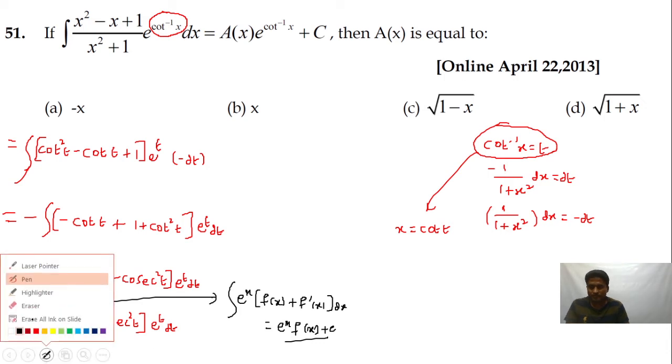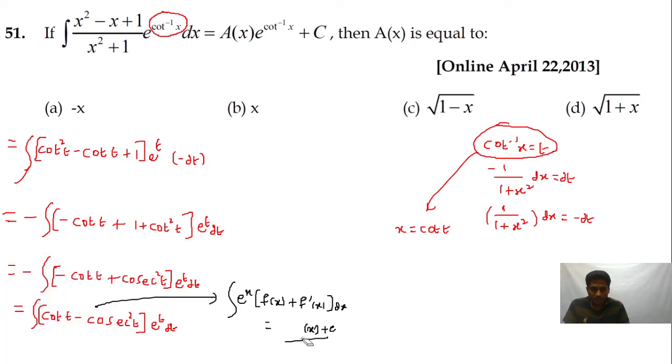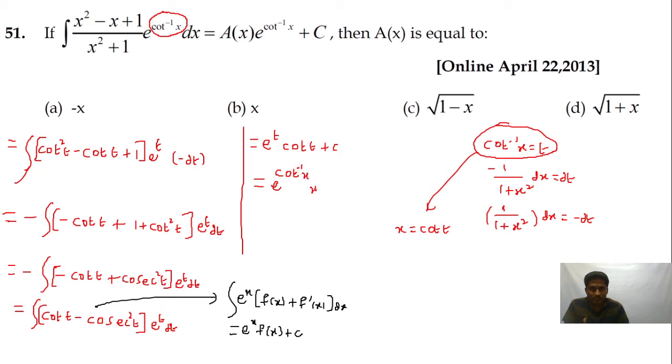So let me write this clearly. e power x into f of x plus f dash of x will be equal to e power x into f of x and plus c. So differentiation of cot t is minus cosec square t, right? So this can be written as e power t into cot t and then plus c, right? So this is e to the power of t, cot t will be equal to x. e to the power of t is equal to cot inverse of x. Okay, cot t is equal to x and plus c.